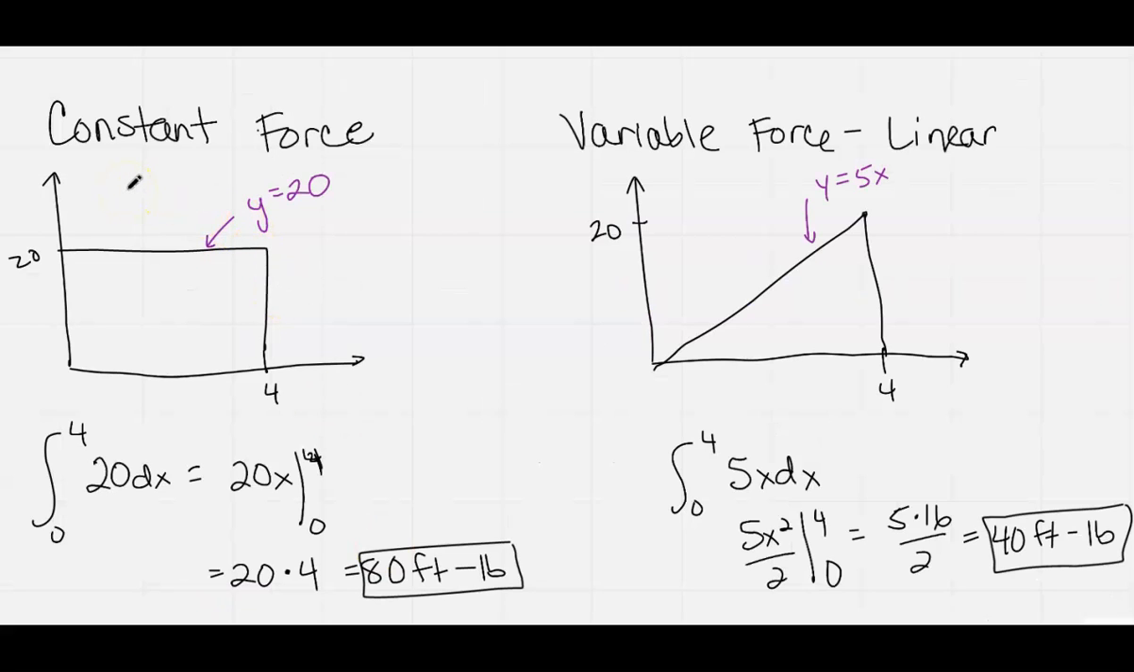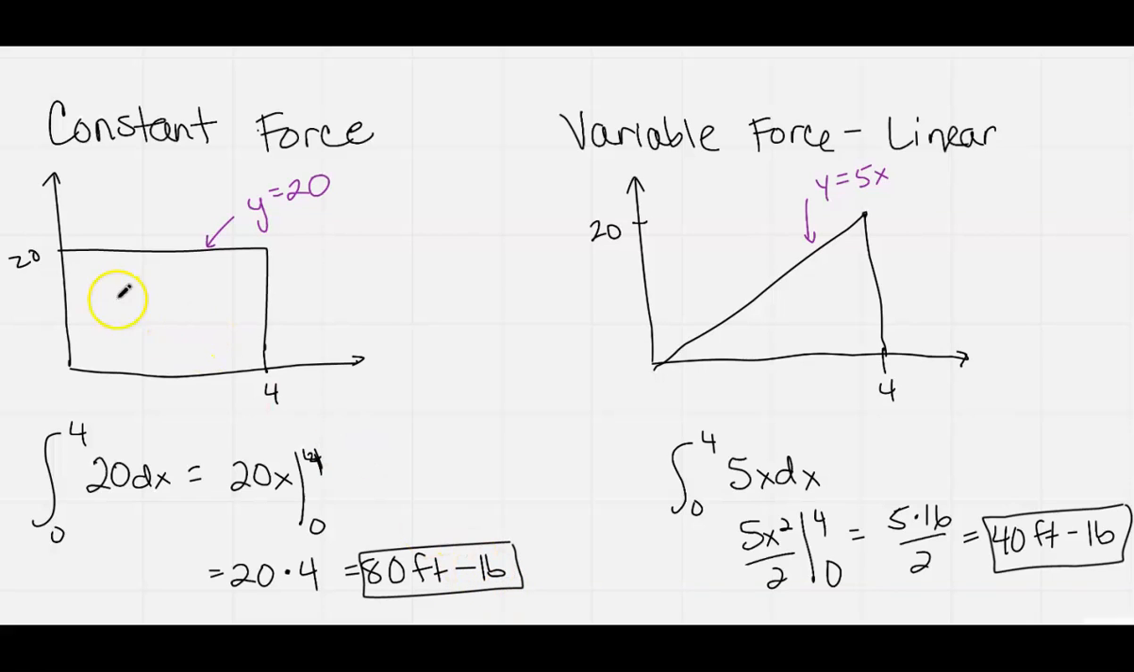To wrap up the two examples and show how integration can be used on any of this as long as you have your function, we have our constant force. When we looked at that graphically, that was a constant function of y equals 20. So the integral that we could write for this problem would have been 0 to 4, 20 dx, and that's going to be equal to 20 times x evaluated at 4 and 0, so 20 times 4 minus 0, we get the 80 foot-pounds, which is what we got in the original example 1.